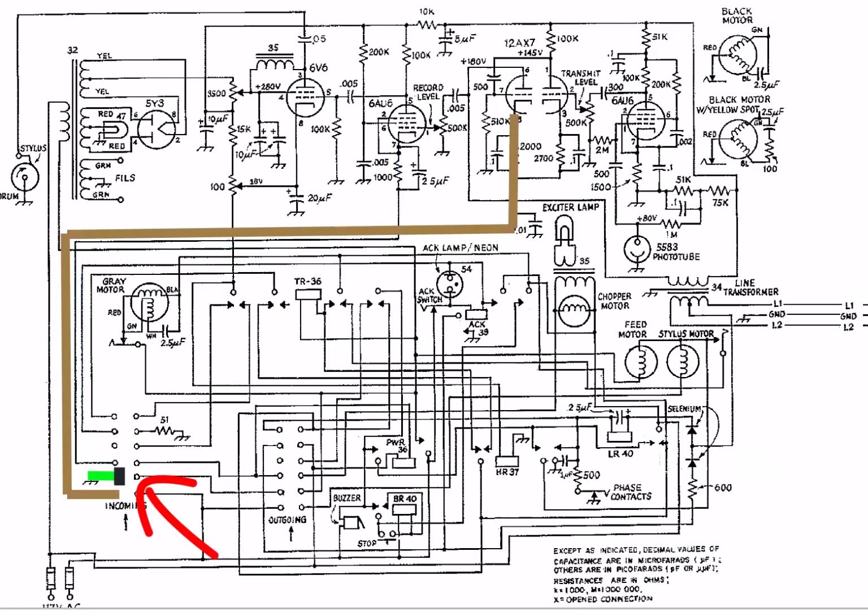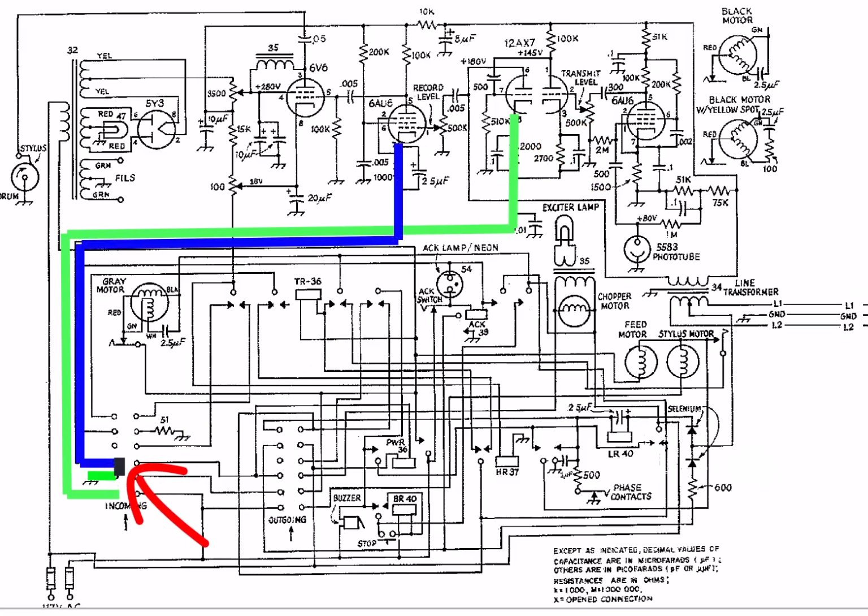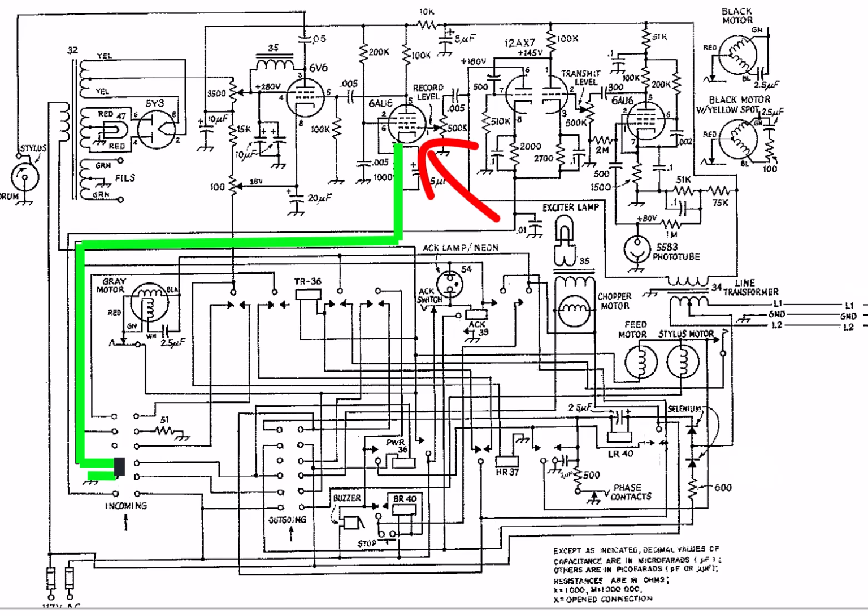So when the button is not pressed, the shorting block connects these bottom 2 terminals together and enables the transmitting amplifier by connecting the cathode of this half of the 12AX7 to ground. When the button is pressed, the second and third terminals are shorted together, which disconnects the transmitting amplifier and connects the cathode of this 6AU6 receiving amplifier to ground, and that enables the receiving amplifier.